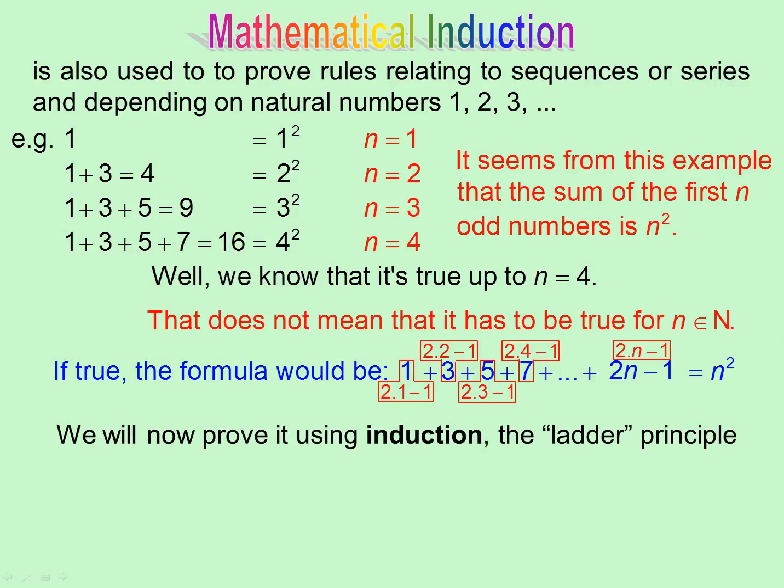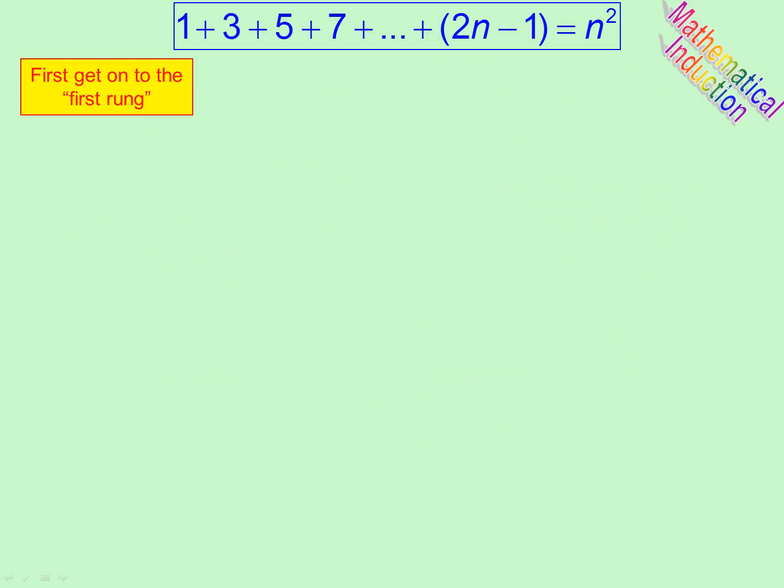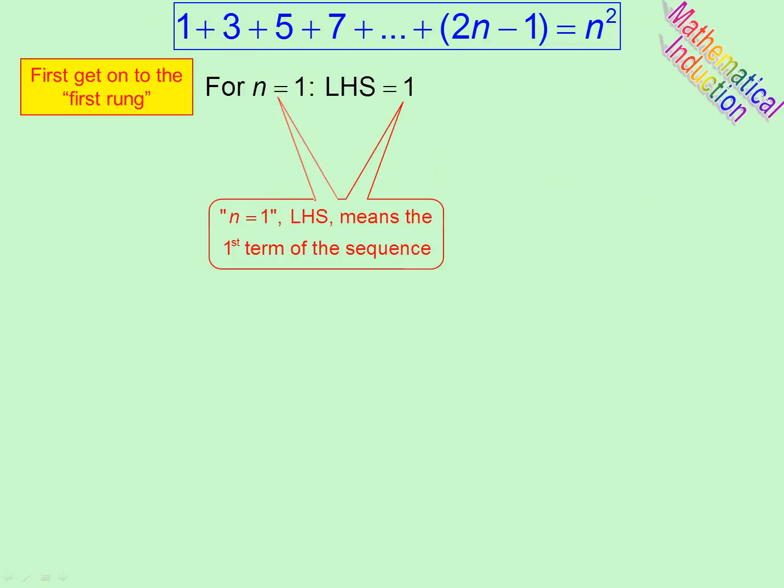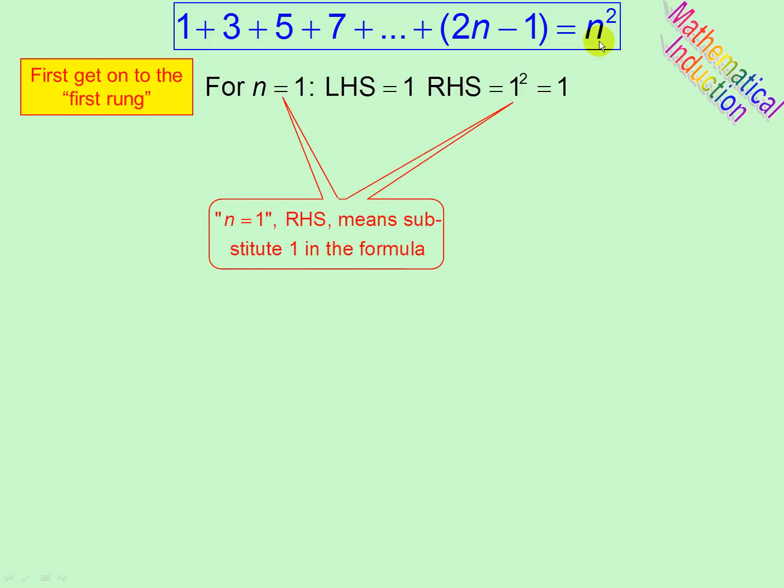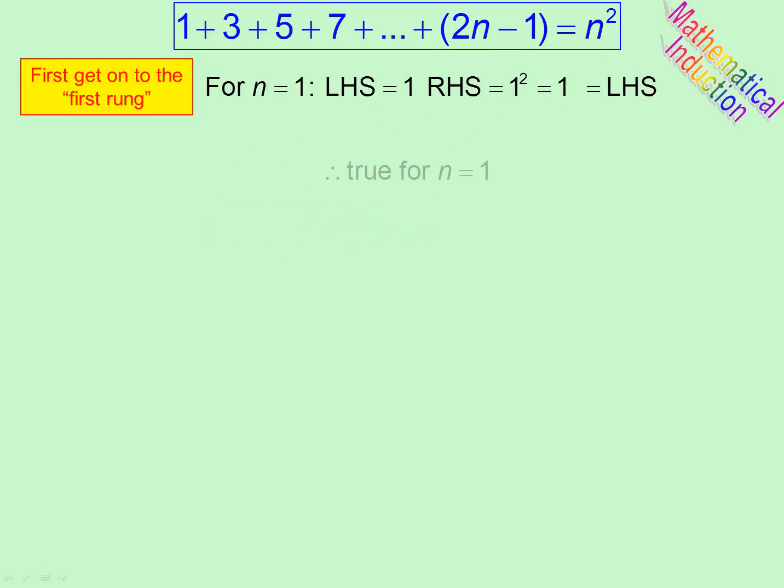By induction, the ladder principle, we're going to go to the first rung, prove that we can go to the first rung, and then prove that once we're on a rung, we can get on to the next rung. So, for n equals 1, we're going to take just the first term, because that's all that means on the left, term 1. And we're going to end up with left-hand side equals 1. Right-hand side, we substitute into the formula 1, and we get 1, which is the same as the left-hand side. So true for n equals 1.